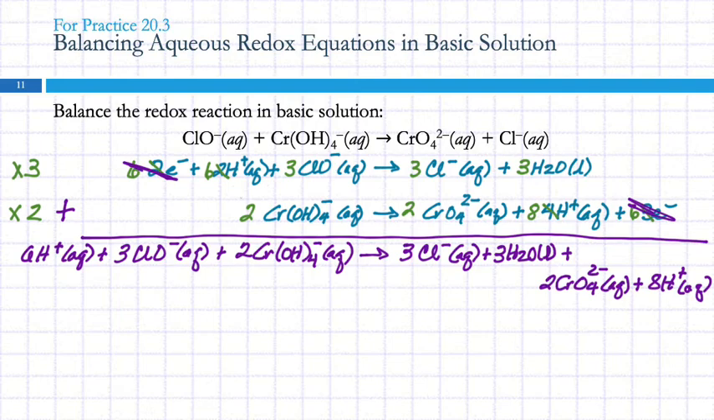So here we have 6 hydrogen ions on that side and 8 hydrogen ions on that side. So we want to reduce that number. So whichever side has the smaller, we're just going to subtract those. So I'm going to subtract 6 hydrogen ions on this side so that I get 0. And I'm going to subtract 6 hydrogen ions on this side, and I'll be left with 2 hydrogen ions.